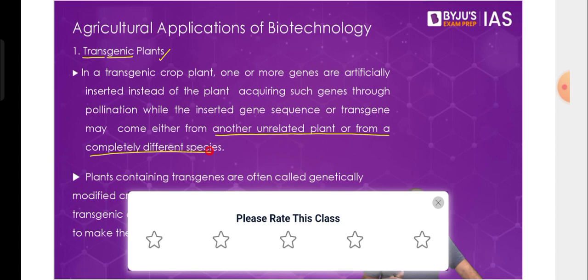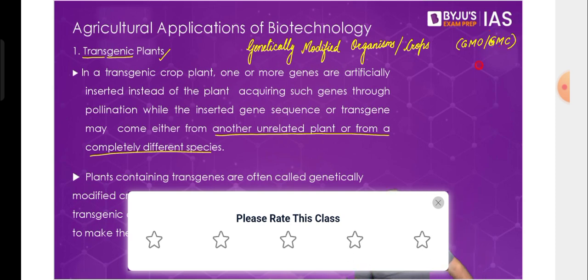Now, these transgenic plants are also called genetically modified organisms or genetically modified crops. The term GMO is used many times, or GMC sometimes. So these basically are the transgenic crops for us. This is basically what we would observe in terms of transgenic plants or crops.